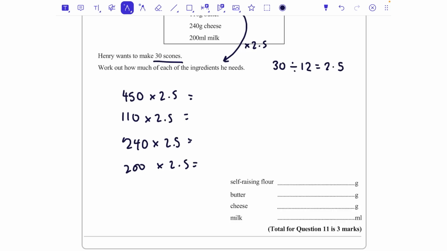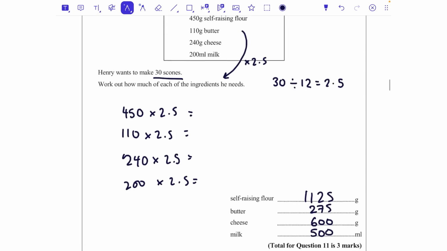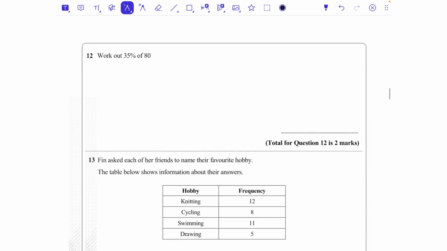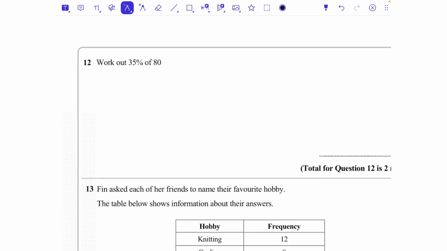450 times 2.5 is 1,125. 110 times 2.5 is 275. Cheese, 240 times 2.5 is 600, and milk, 200 times 2.5 is 500 mils. There we go. That's the recipe for 30 scones. If you do make some scones, please tag me in your pictures of them. I'd love to see. Right, question number 12.